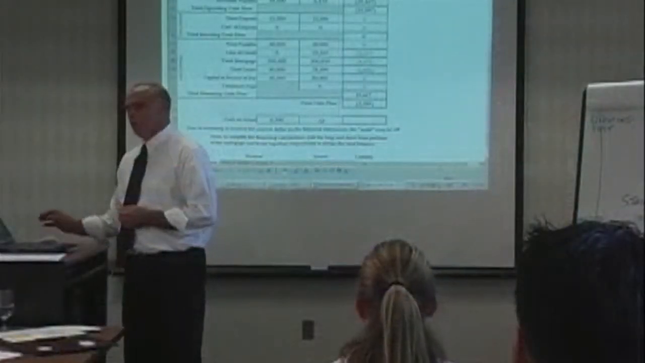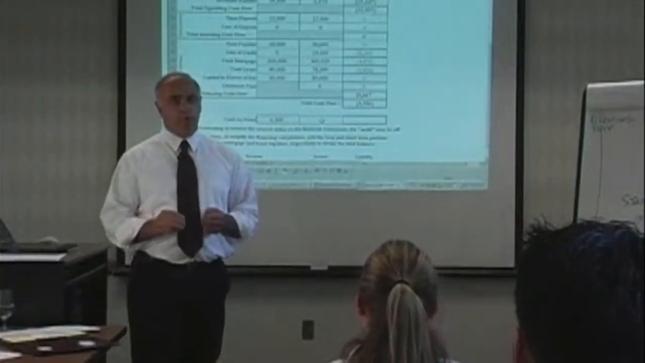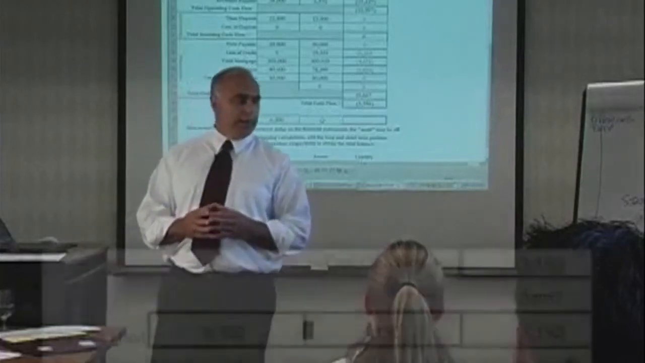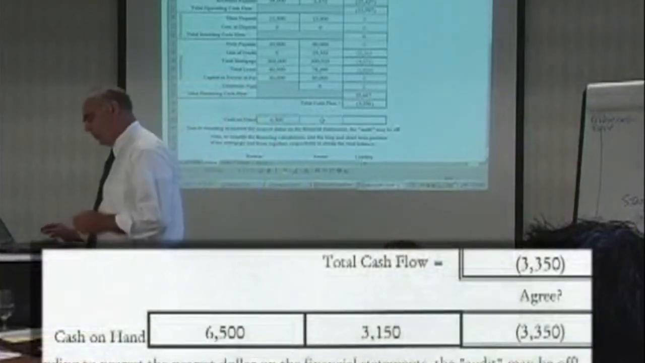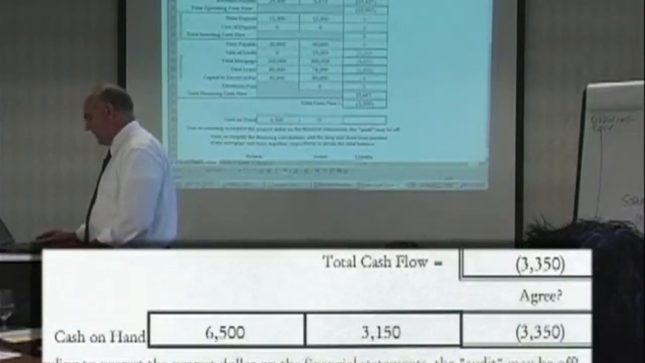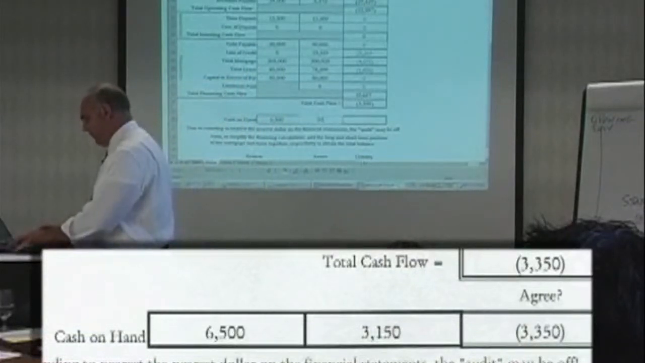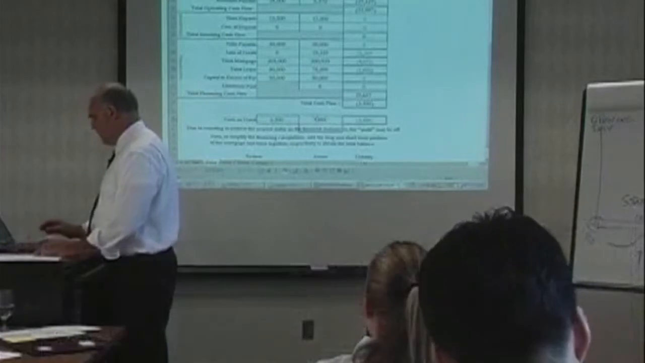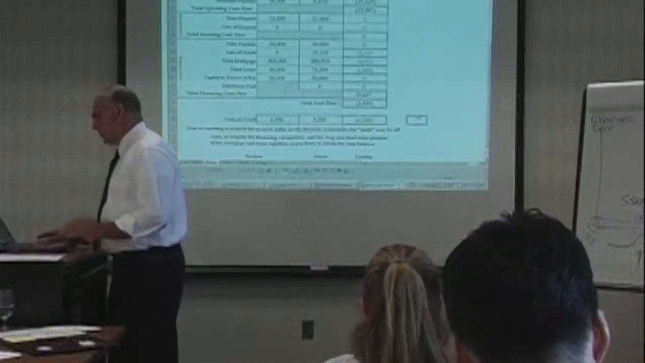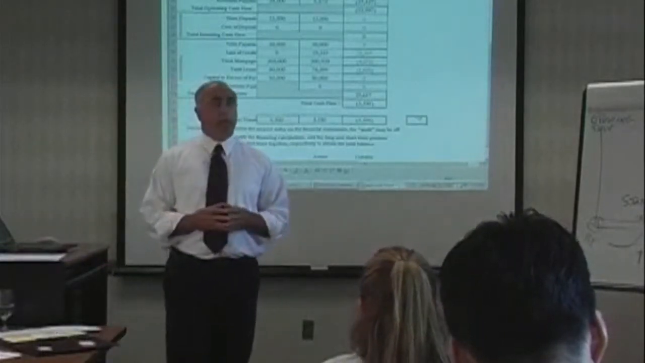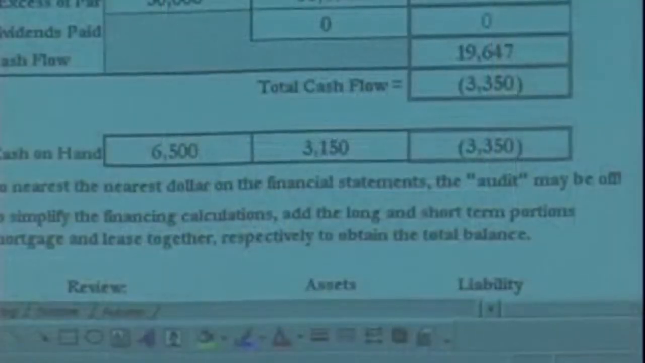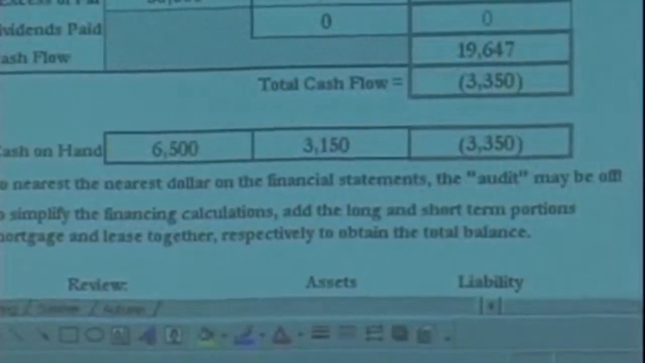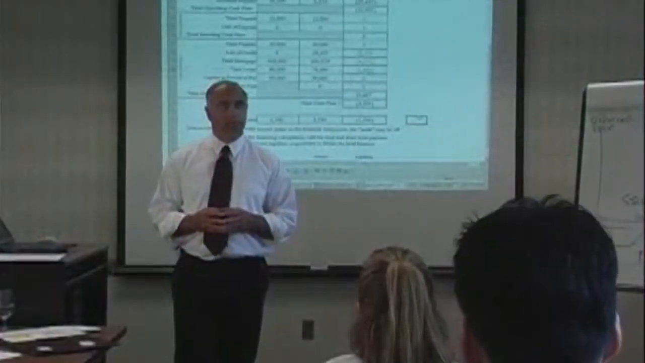Now, the way we can audit that is by taking a look at the cash balance at the end of the quarter. We started the quarter with a cash balance of $6,500. A review of the closing balance sheet shows the ending account balance is $3,150. The change in cash is $3,350, exactly equal to the amount of the cash outflow that is demonstrated by our statement of cash flow.